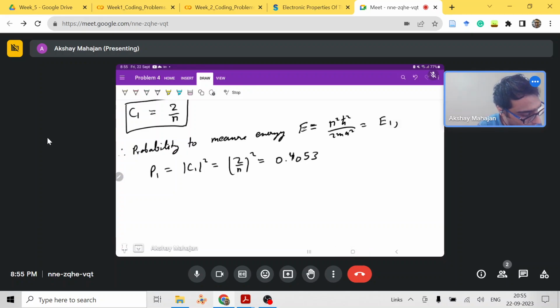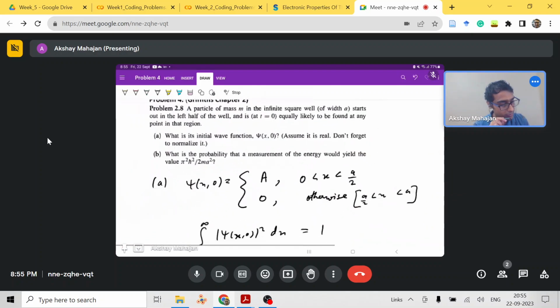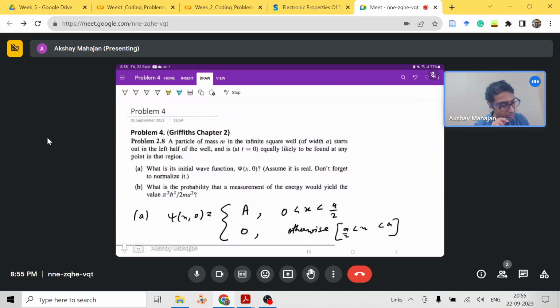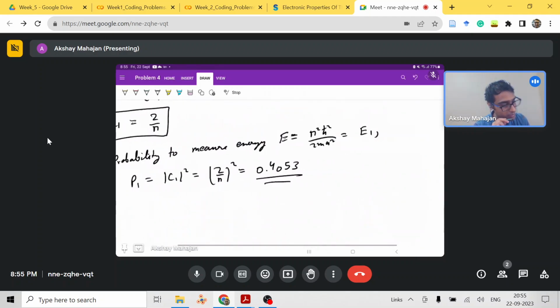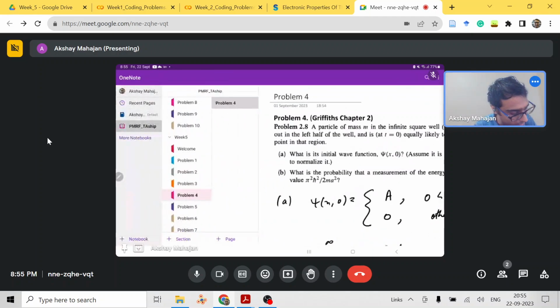So there is approximately a 40% chance that we will find the particle in the ground state, n equals 1, of our infinite square well, and the energy value will be this. The value will be 0.4053. Alright, so let's go to our problem number 5 now.